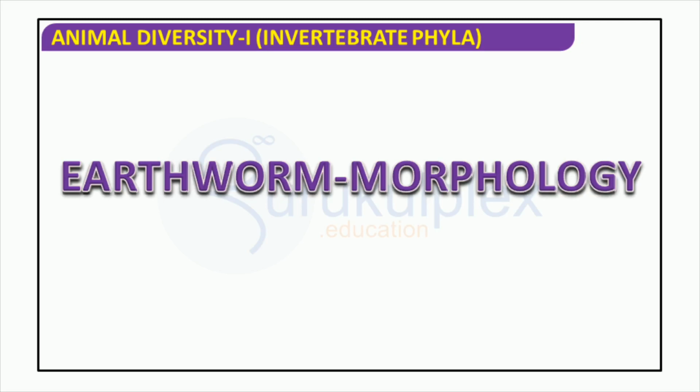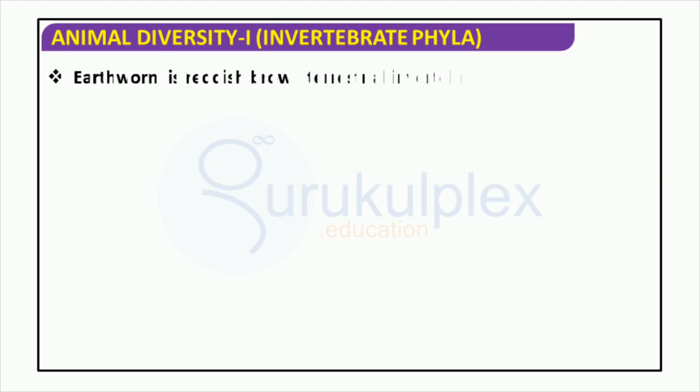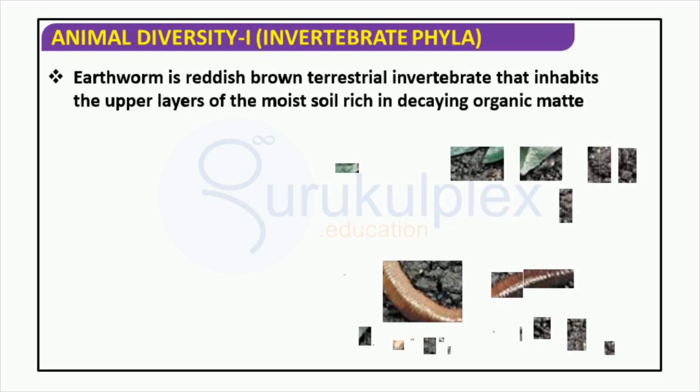Additionally, the earthworm has a muscular system, a digestive system, and a circulatory system. It feeds on organic matter in the soil and plays an important role in soil aeration and fertilization. Earthworms are an important example of invertebrates, animals without a backbone.